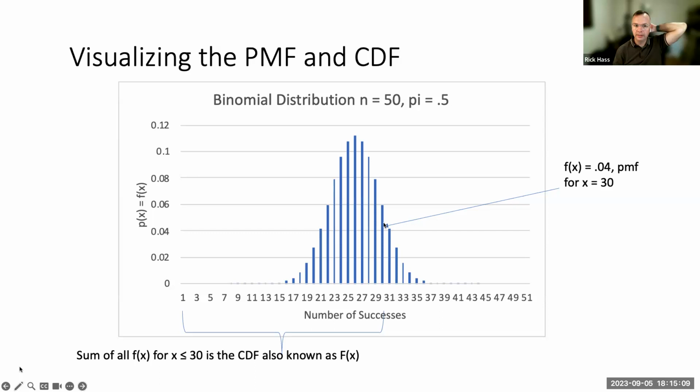The probability mass function is, for x equals 30, approximately 0.04. What we call the cumulative distribution function, the probability that we would observe any x that's 30 or less, is much larger. It's obtained by adding up all of the probabilities below that point. We're going to put this to use when we get to the normal distribution in a little bit.